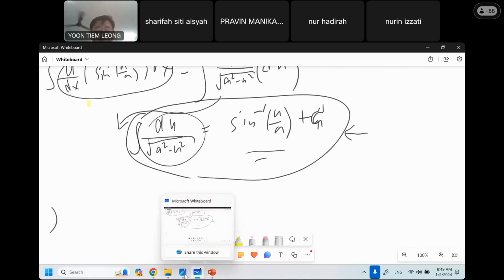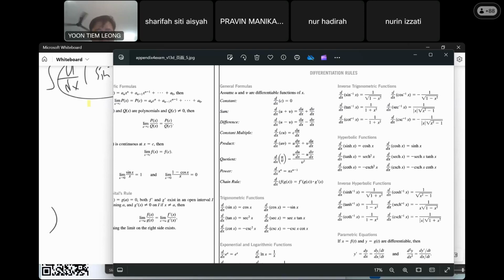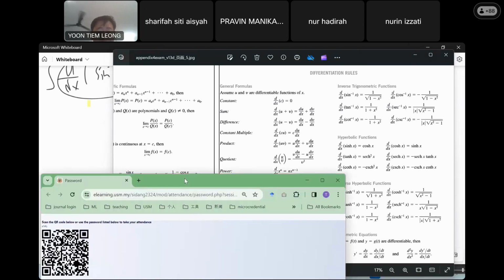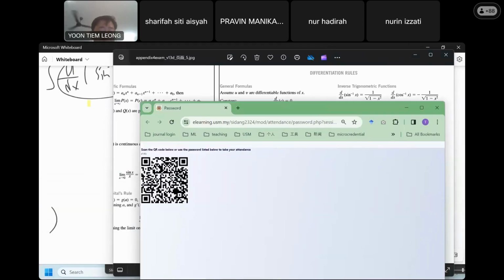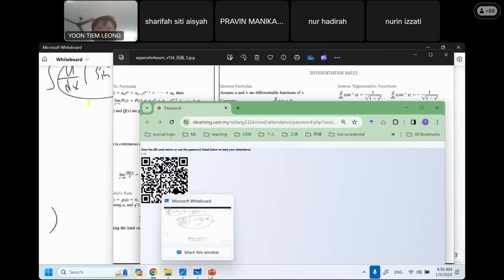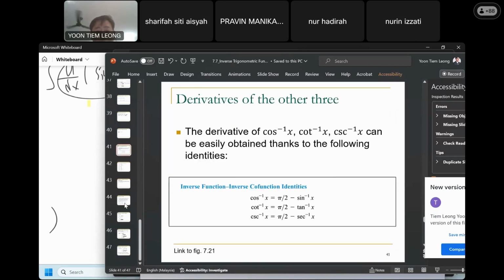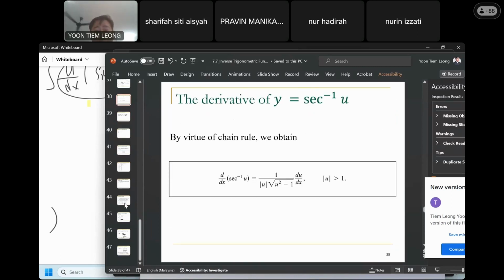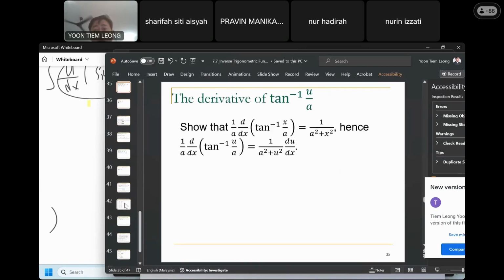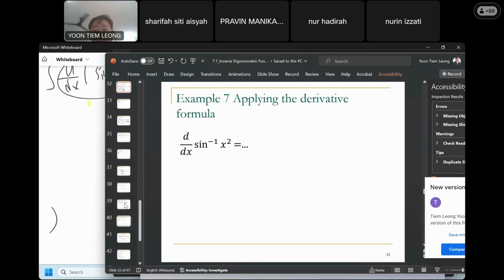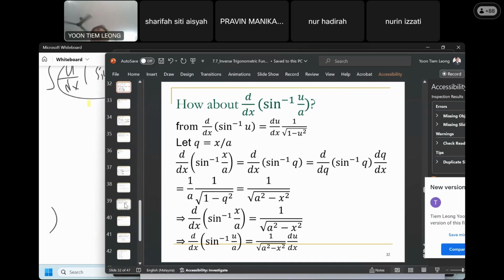So I have just shown you the calculations and the derivations of the function involving the inverse trigonometry of sine x. So basically, you can apply similar techniques to other inverse trigonometry functions as well. Okay, so up to this point, I have shown you how to obtain the derivative and the integration involving arcsine.